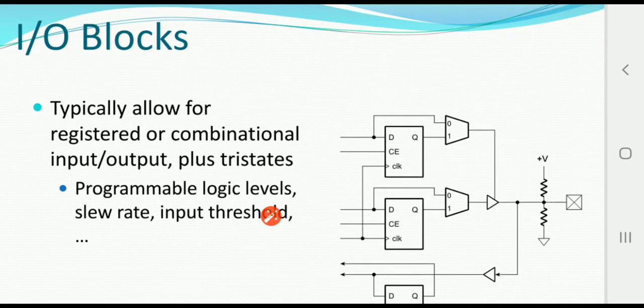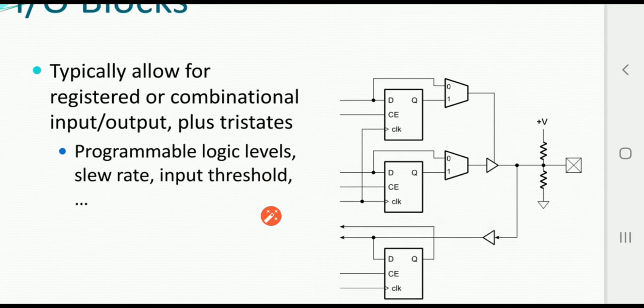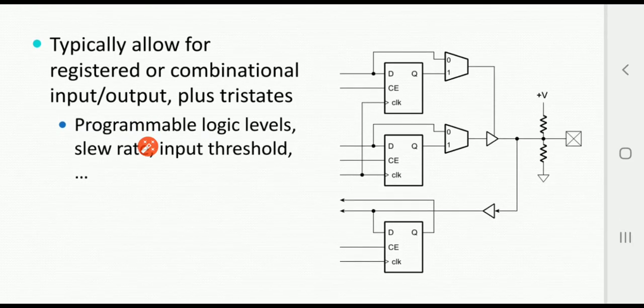Input-output blocks are used to interconnect with the outside world. Typically it allows registered or combinational input-output and it uses tri-state drivers. As shown in the circuit diagram, it contains 3 flip-flops, 2 muxes, 1 tri-state driver and a buffer. Here the select inputs of the muxes are used to control whether the output is registered or combinational.